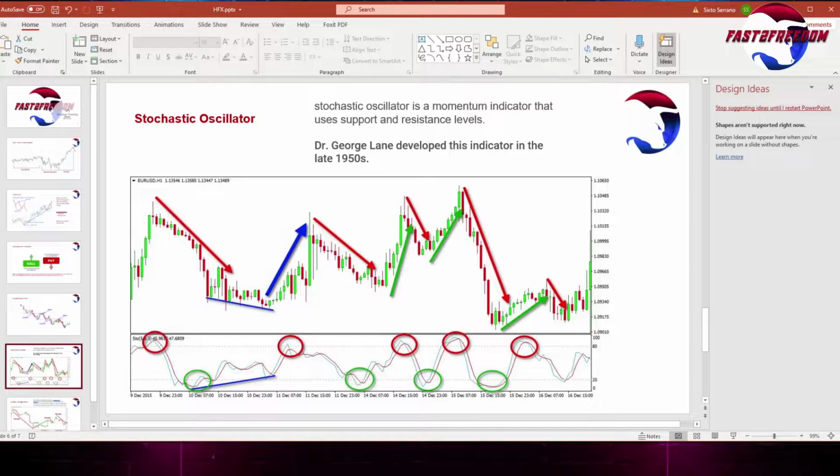But yeah, this is how you would use the oscillator, and it's based off of resistance and support. So resistance would be on top, and support would be on the bottom. Every time it hits a support area, it tends to bounce. Every time it hits a resistance area, it tends to bounce down. So support, it bounces up. Resistance, it bounces down. So this is basically what the stochastics is telling us, that it's hitting a resistance area.